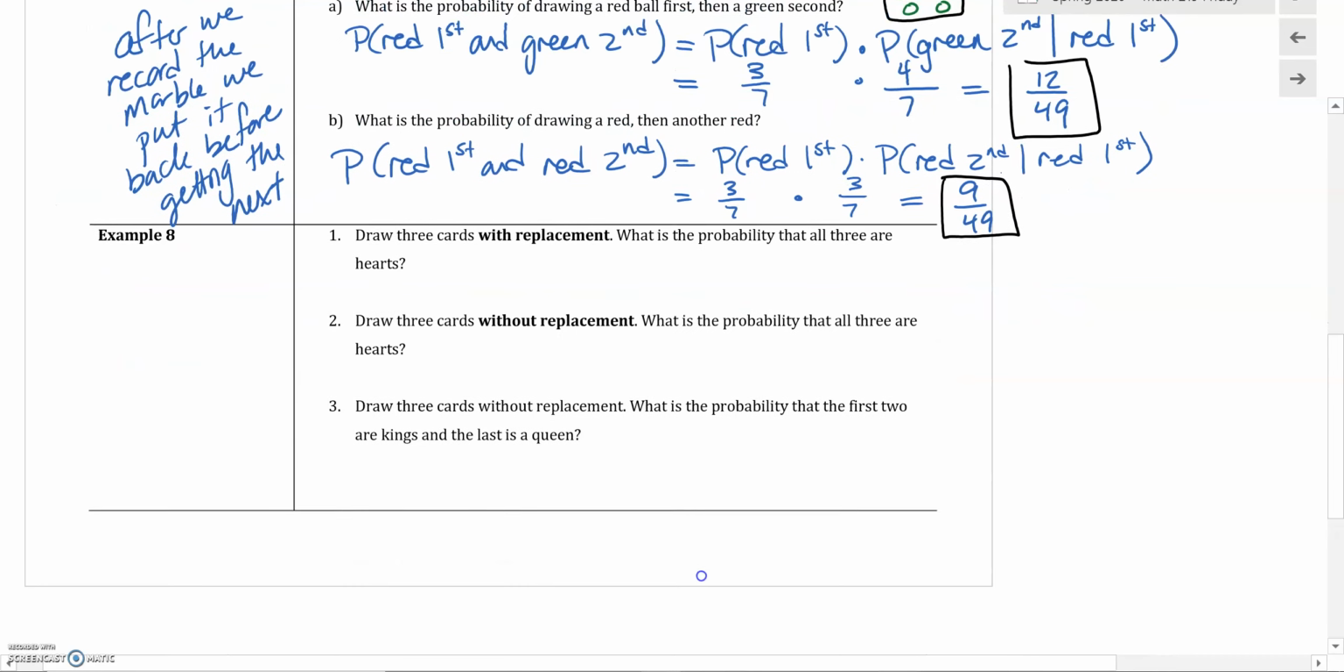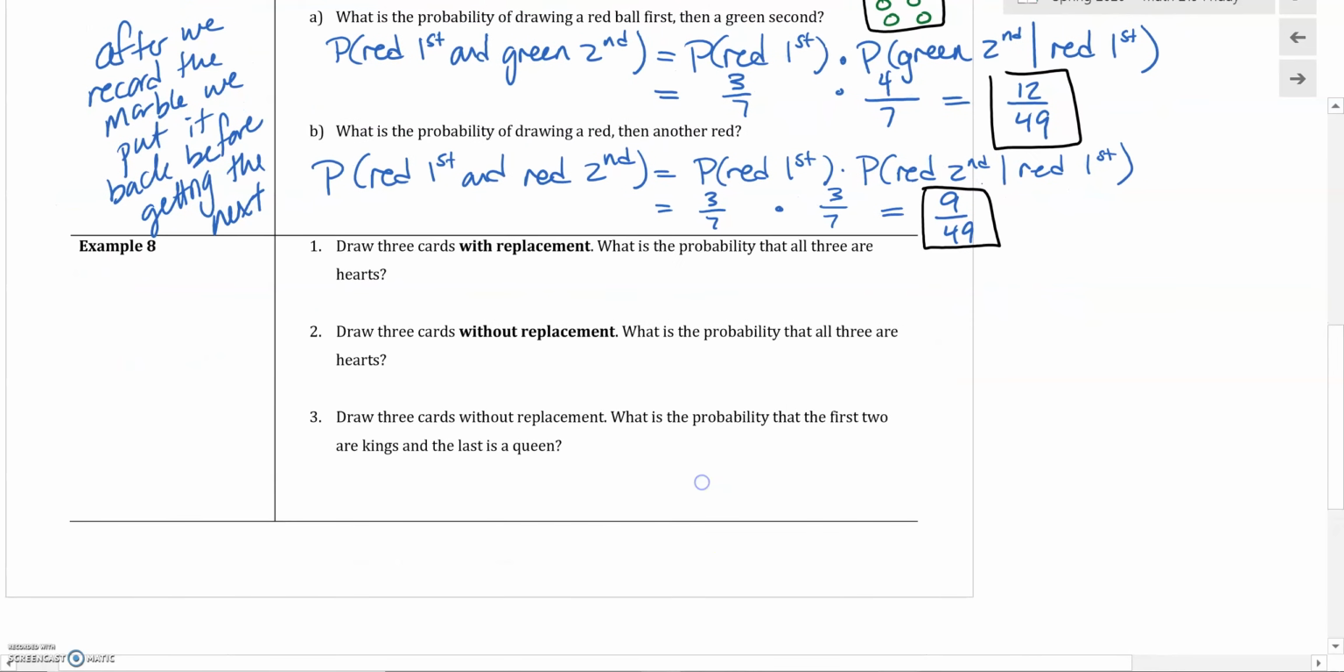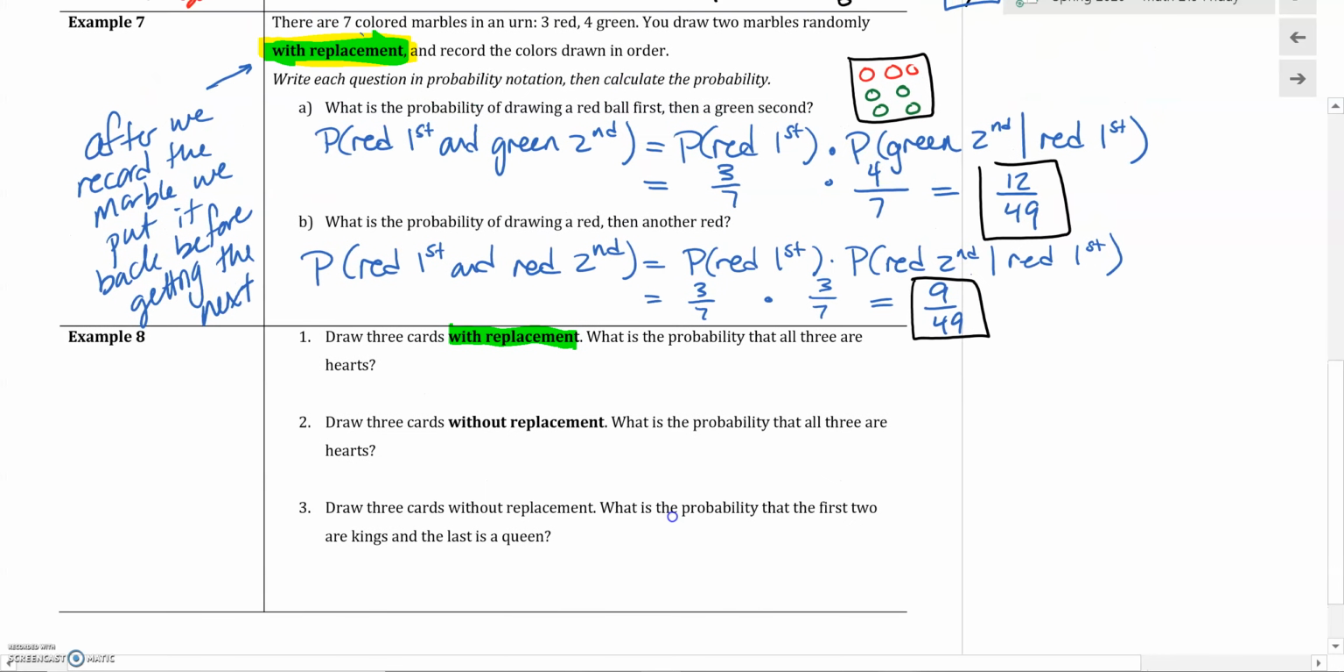Let's see if we could finish this example off here. It says, draw 3 cards with replacement. What is the probability that all 3 are hearts? So I want the probability of heart and heart and heart. Okay. Well, if you look at all the cards in the deck, first of all, it's an and statement. So I'm thinking multiplication rule. I'm going to multiply.